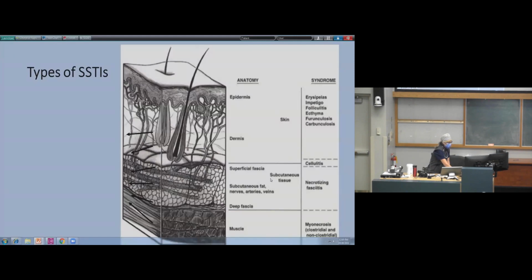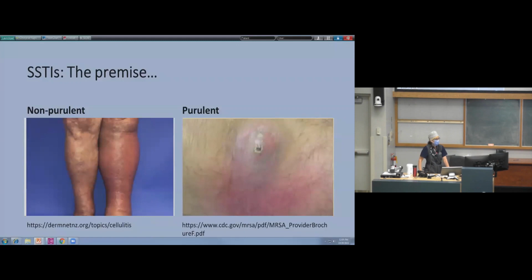So in general, when we approach skin and soft tissue infections, we approach them as either purulent or non-purulent. Non-purulent, as you can see by this leg, is strictly cellulitis, where somebody comes in with a red, hot, swollen, painful body part. That is opposed to purulent, where it's a skin and soft tissue infection that's associated with an abscess or a pustule or purulent drainage.